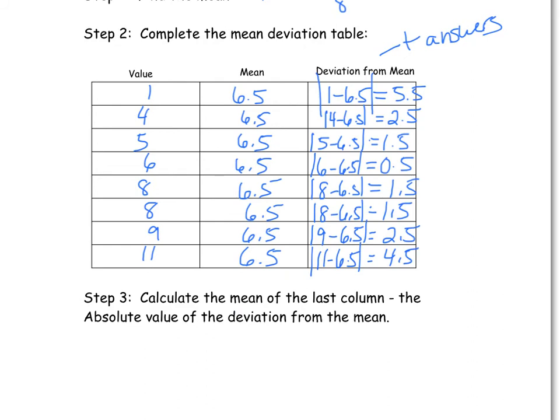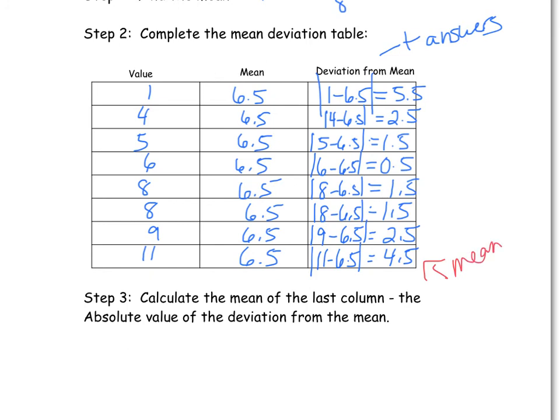So you should have completed the table and gotten the same numbers that I did here. Check your work to make sure you got it right. The last step to finding the mean deviation is now we're going to take all of these numbers. These are the deviations from the mean, how far away each number is from the mean, and we're going to find the average of this, the mean of this.